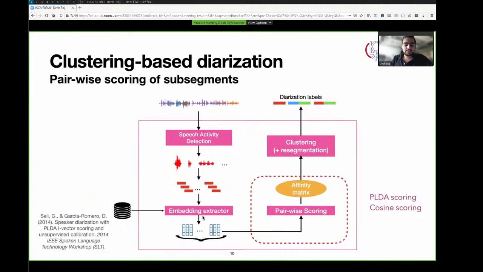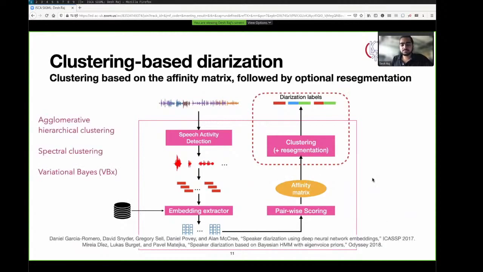Once we do have the embeddings, we can perform pairwise scoring using either cosine scoring or PLDA scoring. There's a lot of options, and obtain an affinity matrix, which is then fed into a clustering algorithm. For clustering, again, we may use agglomerative hierarchical clustering or spectral clustering. And lately, a popular approach is something called VBx, which is a method from BUT, and it performs quite well. This may optionally be followed by resegmentation, where you perform more fine-grained division of the segments. So this is a whole overview of this clustering-based diarization pipeline.